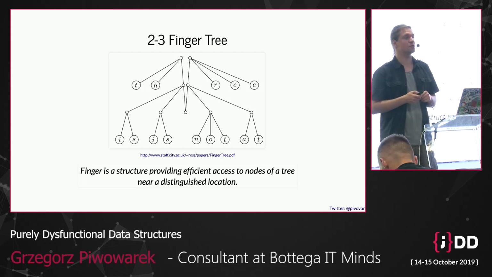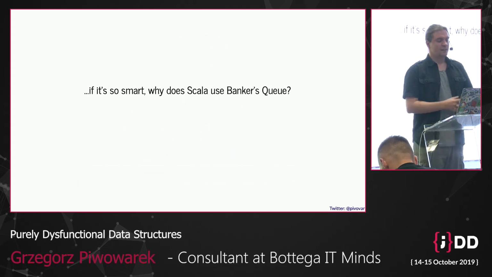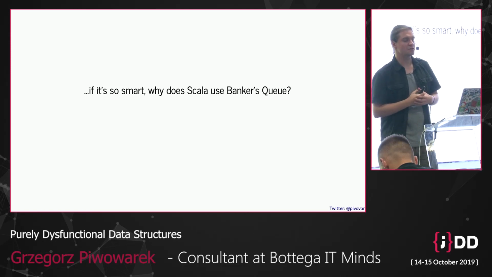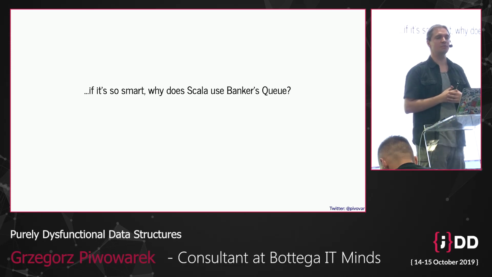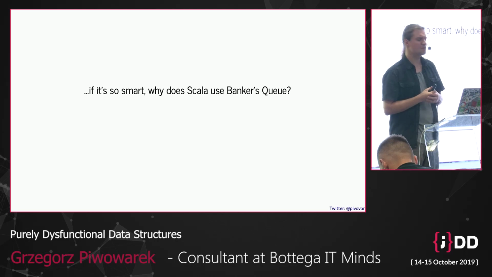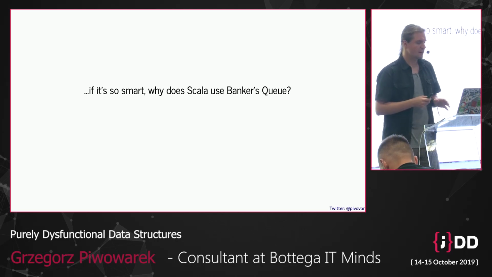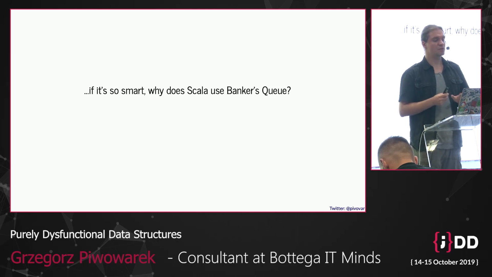And now a very important question. If that solution is so smart and ideal, why do you think that Scala and other languages use the banker's queue, the simple solution with 2 lists, instead of the complicated tree? Because that's indeed the case. Maybe not in all languages. Haskell has 2-3 finger trees, but let's say Scala and others prefer a simple banker's queue. Why do you think this is the case?